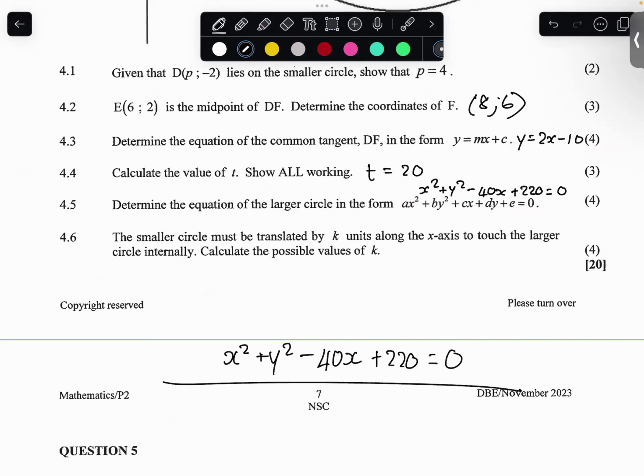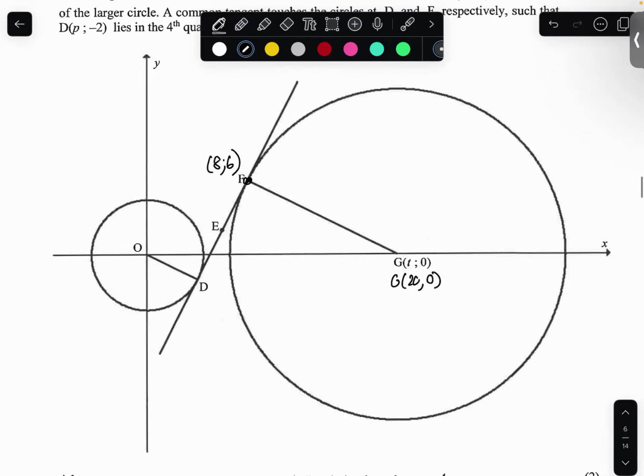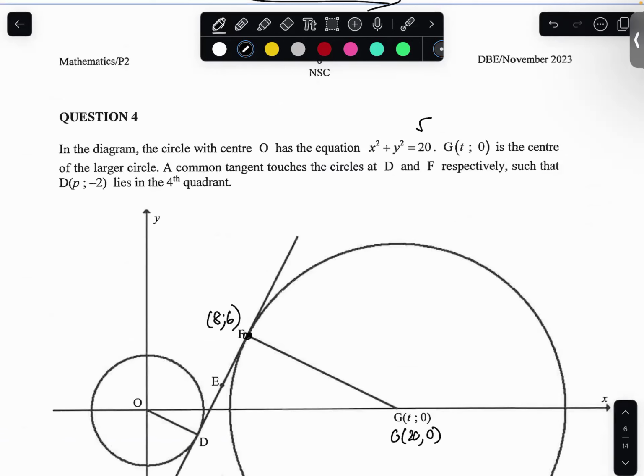The one thing I want to get from here is that r squared was 180, which means r was the root of 180. We don't need this here, but I'm just doing it for future reference. The root of 180 is 6 root 5. So the radius of the big circle is 6 root 5. The radius of the small circle is the root of 20, which is 2 root 5.